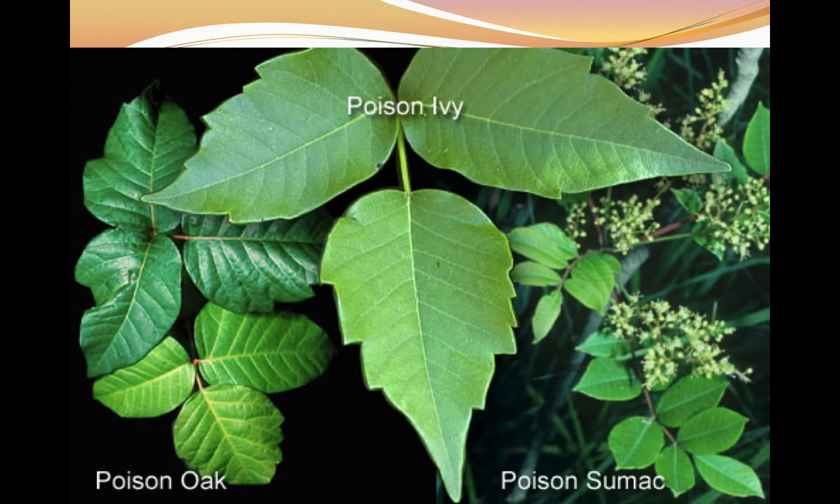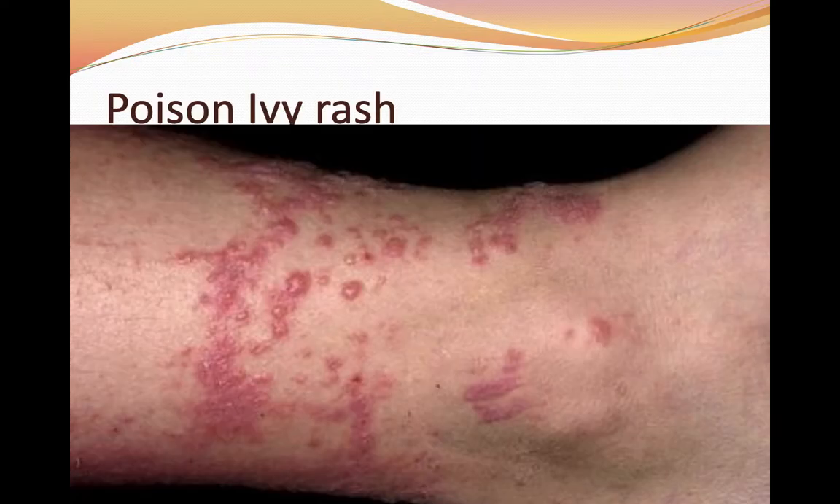So poison ivy, stay away from the 3 leaves. Poison oak, 3 leaves. Poison sumac is a lot of leaves. And here's a poison ivy rash. Some of you have had this.